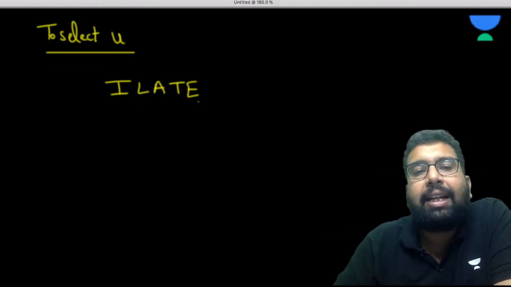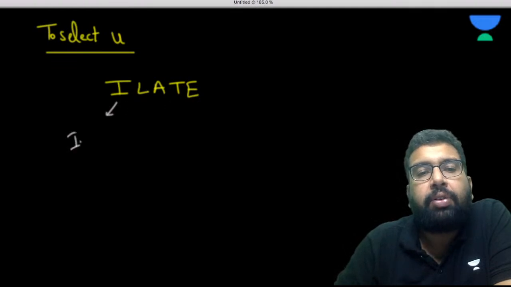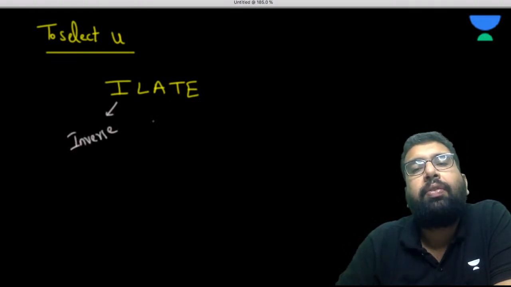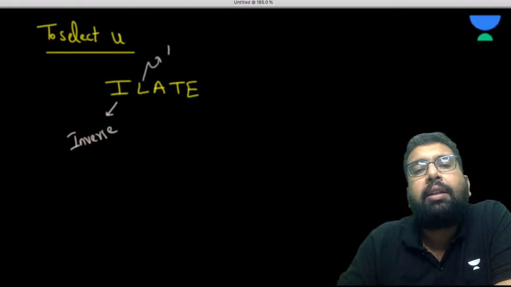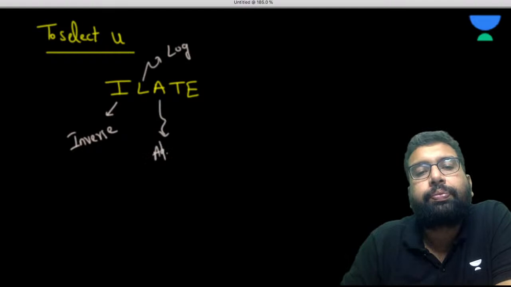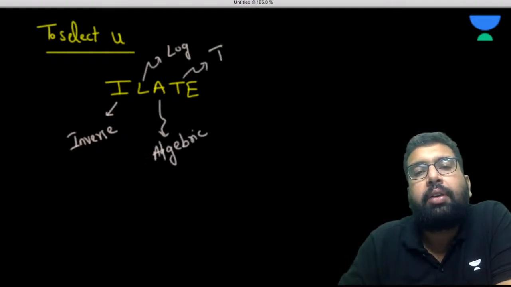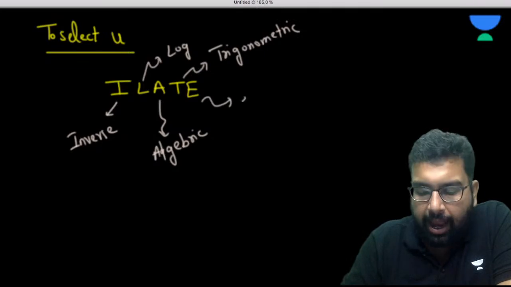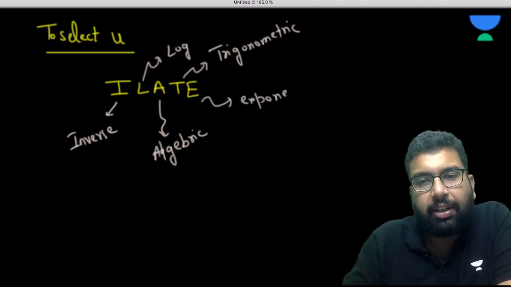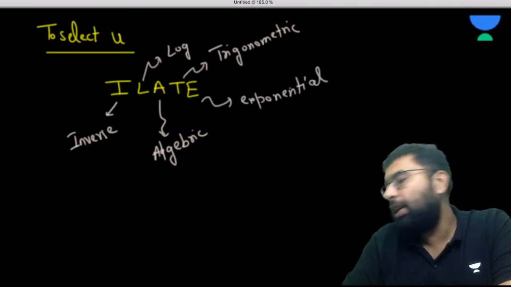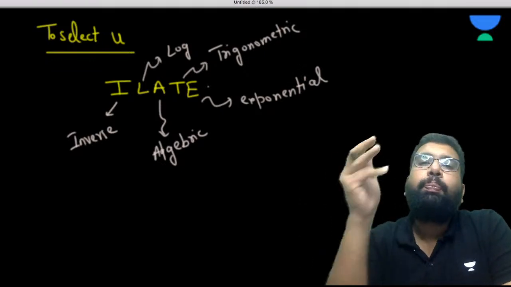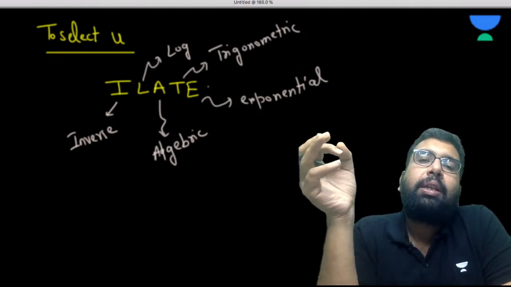So ILATE. I is inverse function, like sine inverse, cos inverse. L is the log function. A is the algebraic function. T is the trigonometric function. And E is the exponential function. Basically, this is the priority in which you must select the U.